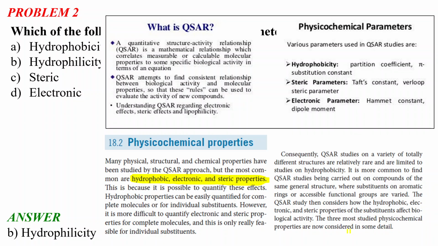The three most studied physicochemical properties are now considered. I will discuss them in detail later. So remember, hydrophobicity, steric, and electronic properties are the properties most studied in QSAR, and there are several constants and equations used to quantify them: partition coefficient and pi substituent constant in the case of hydrophobicity; steric parameters like the Taft constant and Verloop steric constant; and the Hammett constant and dipole moment in the case of electronic.